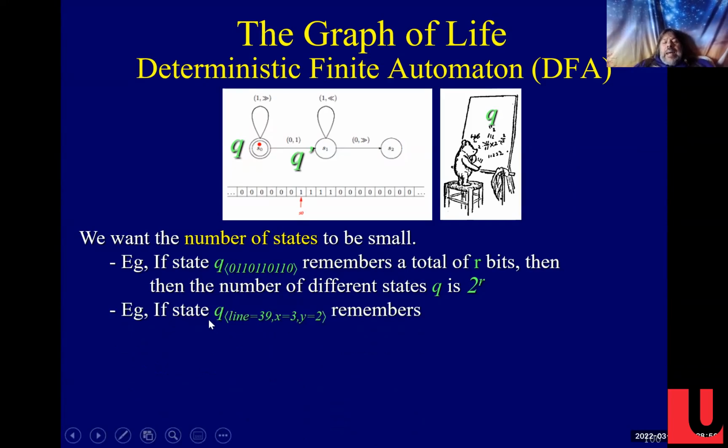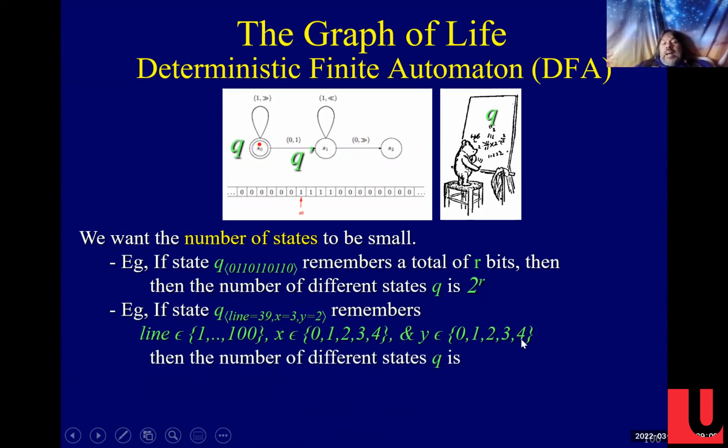So here, if our states are this, and we know that the code has lines 1 to 100, so the line is somewhere between 1 and 100, and x has a value 0 through 4, and y has a value 0 through 4, then the number of different states, right, is 100 times 5 times 5, right? Everybody buy that?